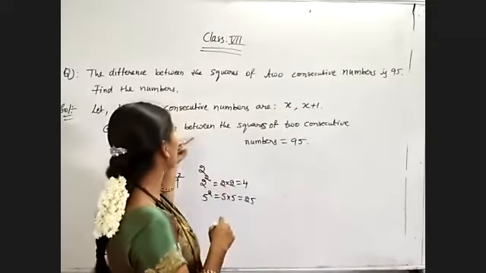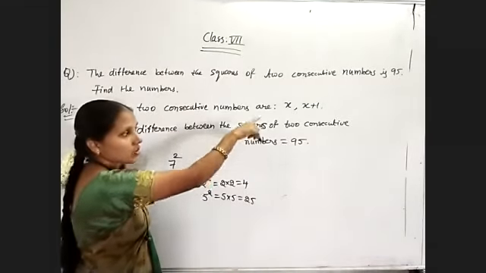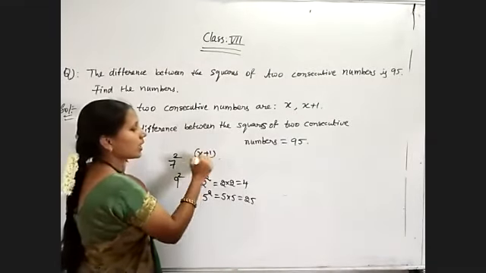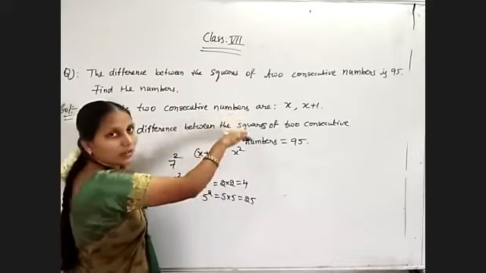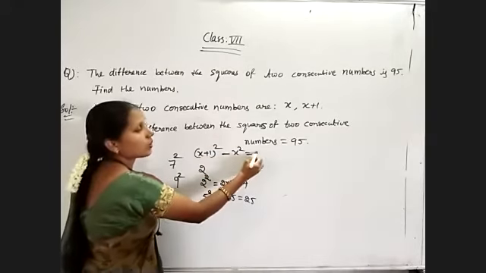So difference is nothing but greater number minus smaller number. Difference between the squares. Squares means x plus 1 whole square is there and x square is there. For the given numbers, we need to find out their squares, and their difference is equal to 95.